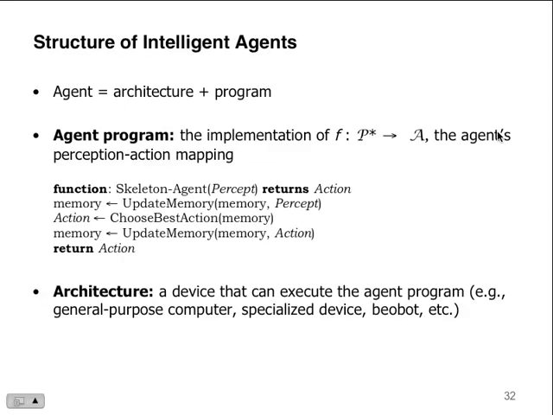So the structure of the intelligent agent. It's the agent which equals the architecture plus the program. The architecture is going to be the hardware or the foundation it's going to work with. Agent programs are implemented using the percept action mapping. And the percept action mapping is going to give us our reactions.